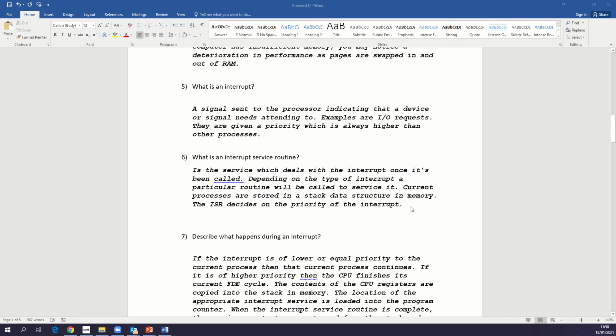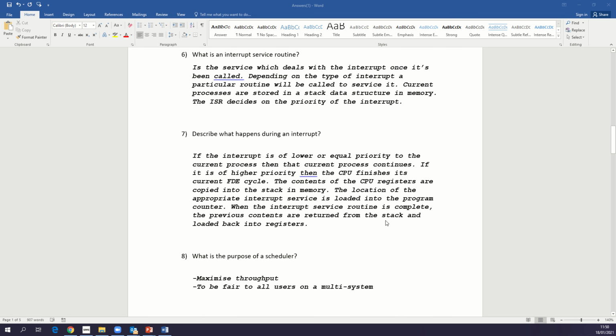So question number 5, what is an interrupt? So an interrupt is a signal sent to the processor saying that something needs attention. That might be a device, such as an input or output request. It might be the power button has been pressed on the computer. And remember, there are different types of interrupts as well. Each one is given a priority, which is usually higher than the other processes that are currently running.